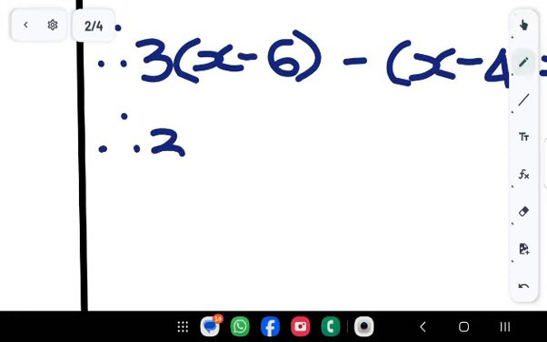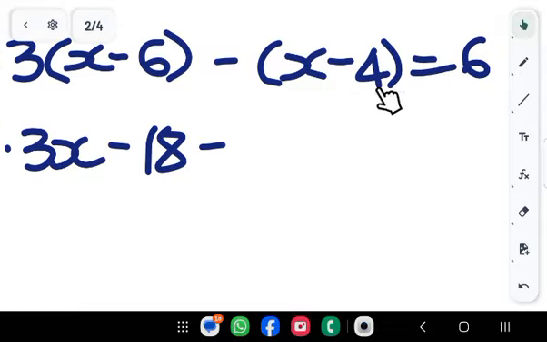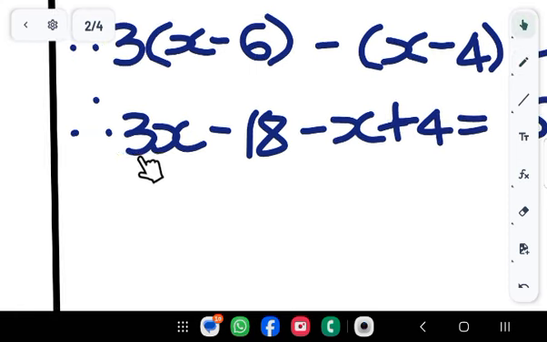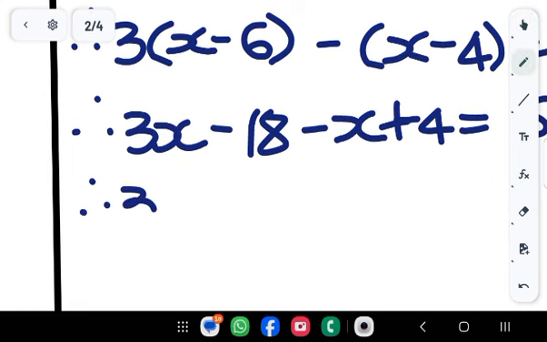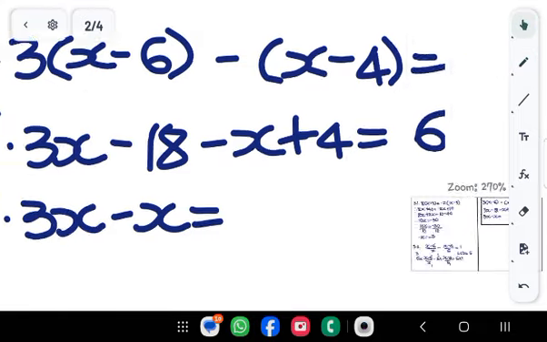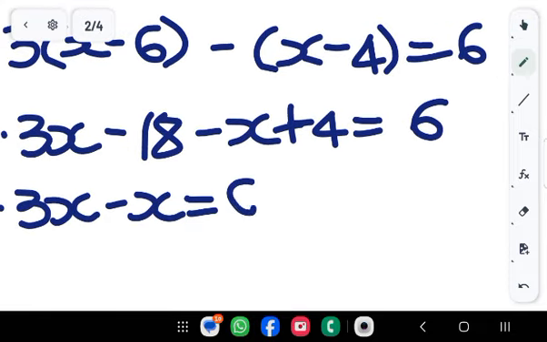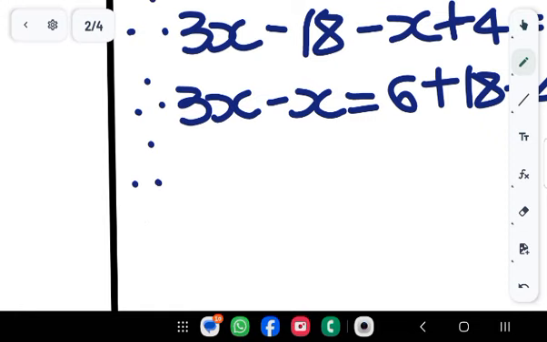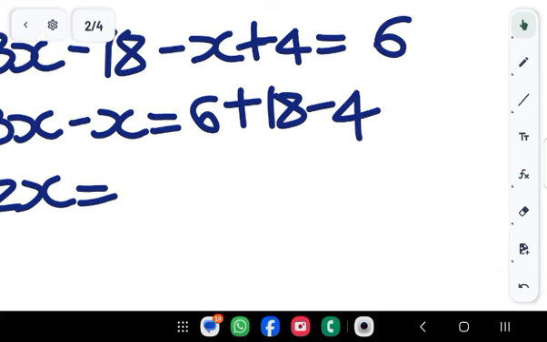Therefore, 3 times x, that is 3x. 3 times negative 6, that is negative 18. Minus x plus 4 equals 6. Now you add like terms: 3x minus x equals, and then you take all the numbers to the right hand side. So that will be 6 plus 18 because it was negative, and then minus 4 because it was positive. 3 x's minus 1 x, that is 2x. 6 plus 18 minus 4, take a calculator, and that will give you 20.